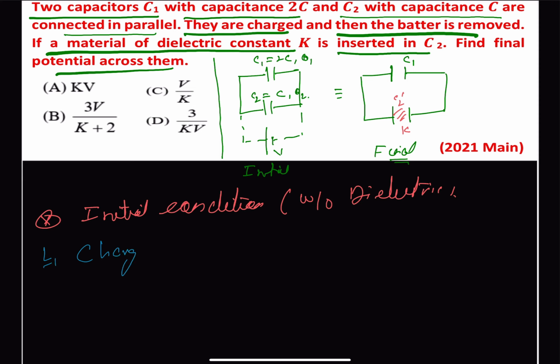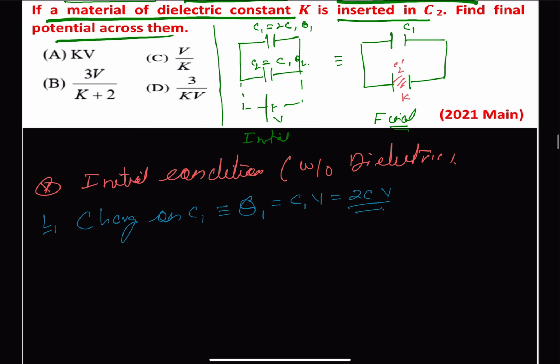Charge on C1, let us suppose that is our Q1, will be equal to C1 times V, which is the applied voltage, and C1 we know is 2C, so this comes as 2C multiplied by V. Similarly, we can find out the charge on C2. Let us suppose that is our Q2, and it will be equal to C2 times V. C2 is our C, so this comes as C times V. Now we find out the total charge.